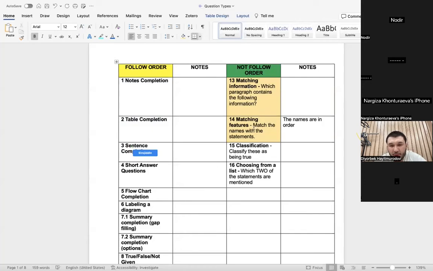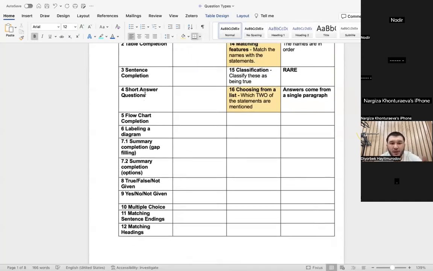Matching information, which paragraph contains, because these 2 are like this, but there is something you need to know about this one, choosing from a list. It usually appears in passage 2, and usually the answers for this type come from a single paragraph. All right, that's something you need to know. The answers come from a single paragraph. And then the other thing you need to know, this one is really rare, to the point it's almost non-existent. But these 2 are really common in passage 2. This one is usually in passage 2 as well.